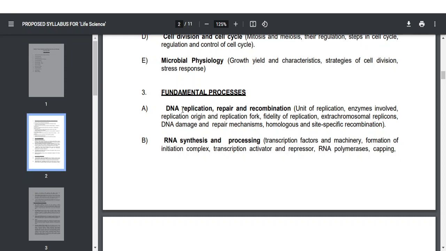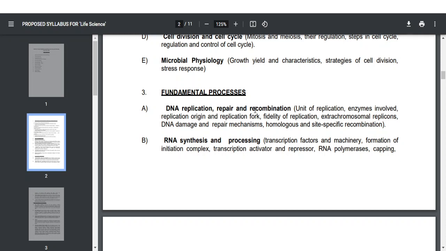Okay. So first is DNA replication, in which you need to know about replication enzymes, DNA replication in prokaryotes, DNA replication in eukaryotes, and the fidelity of replication and extrachromosomal replicons. You need to know about DNA damage mechanisms, how DNA gets damaged, and about the DNA repair mechanisms, and you also need to know about DNA repair mechanism diseases.